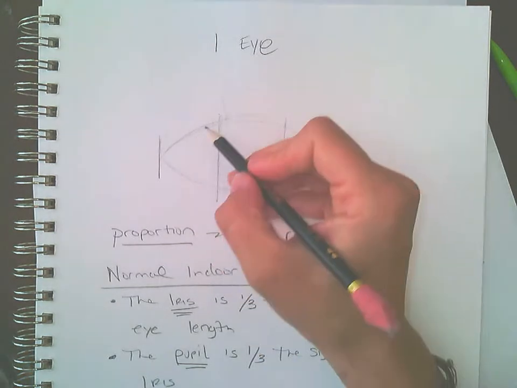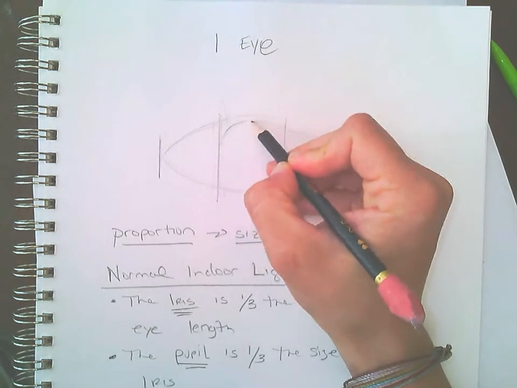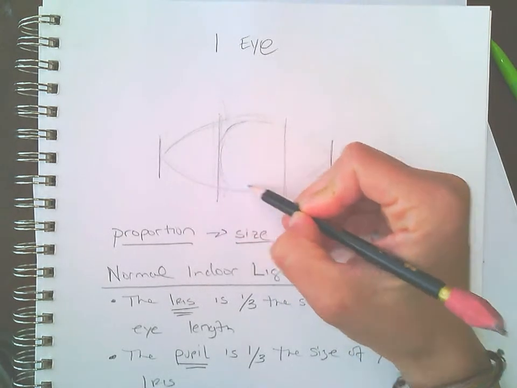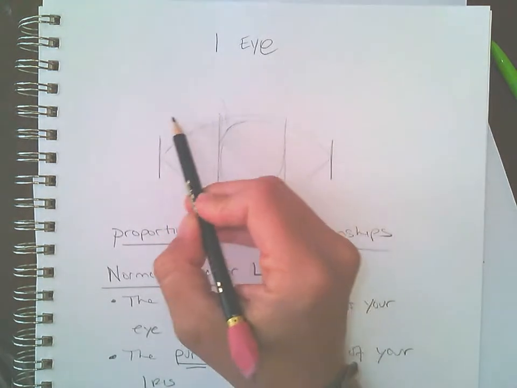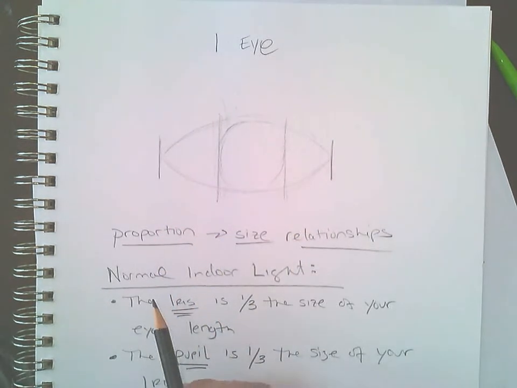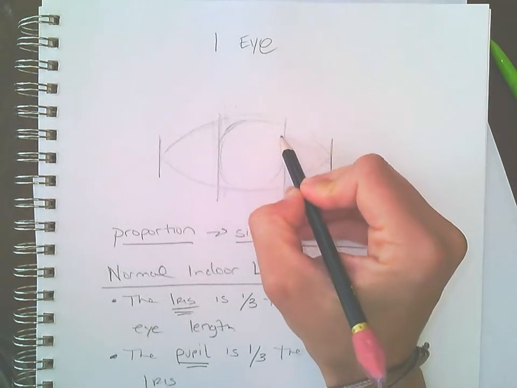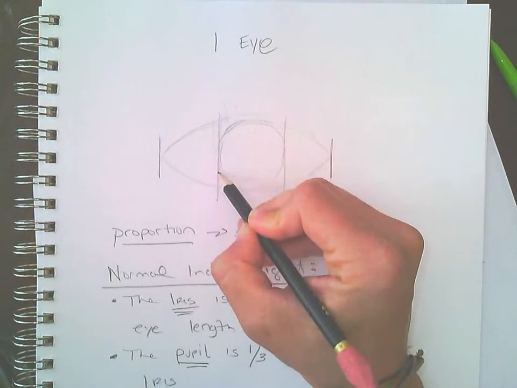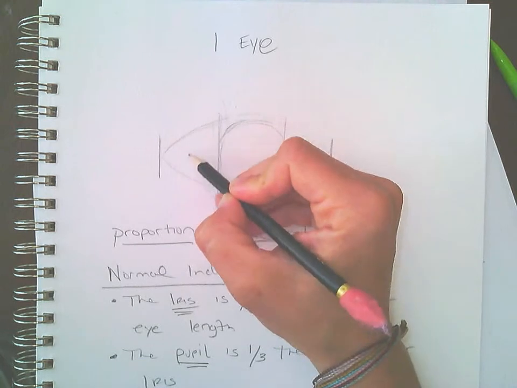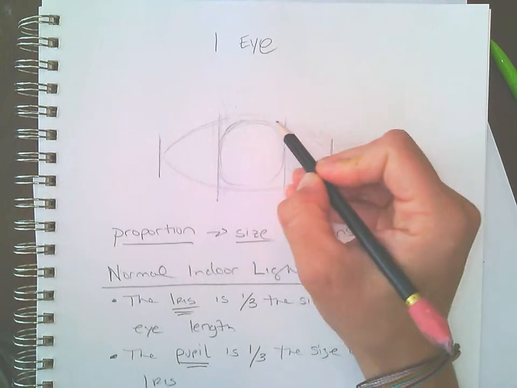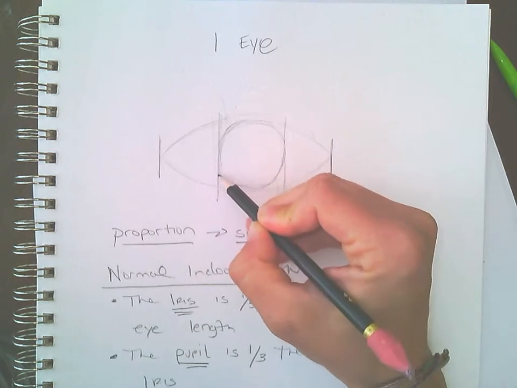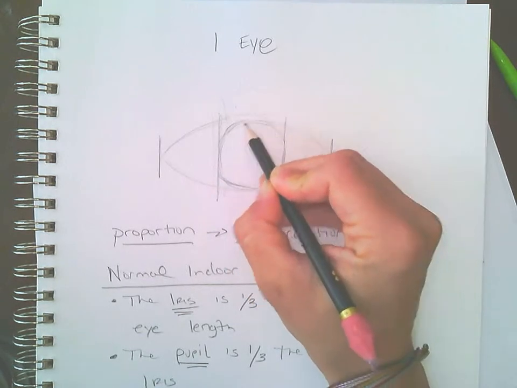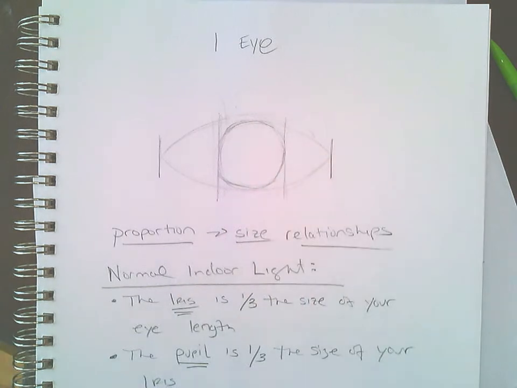So your iris, which is the colored part, that big circle, is 1/3 the size of the length of the eye. If we were to split that eye into 3 equal parts, the colored part in the center takes up 1/3. Sometimes people draw it really, really big, and that looks really cartoony. And if you have something that's really, really small, that's also going to make you look not of this world. It wouldn't make a whole lot of sense.